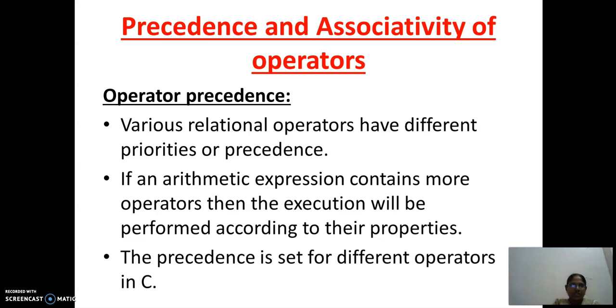First we will go with the precedence. The various operators have different priorities or precedences. If an arithmetic expression contains multiple operators, then the execution will be performed according to their priorities. The precedence is set for different operators in C. That means you have 8 types of operators in C, and they have different precedence.